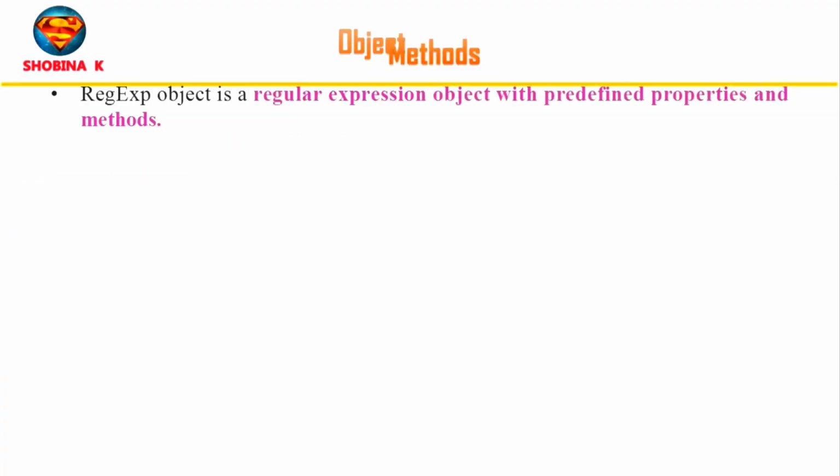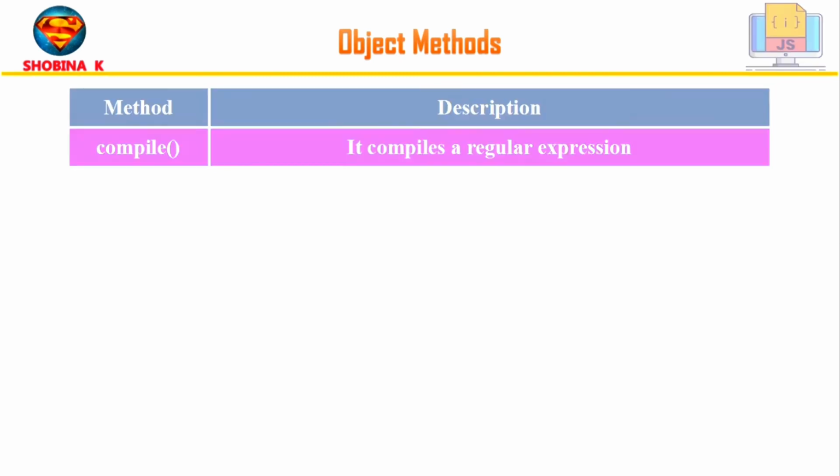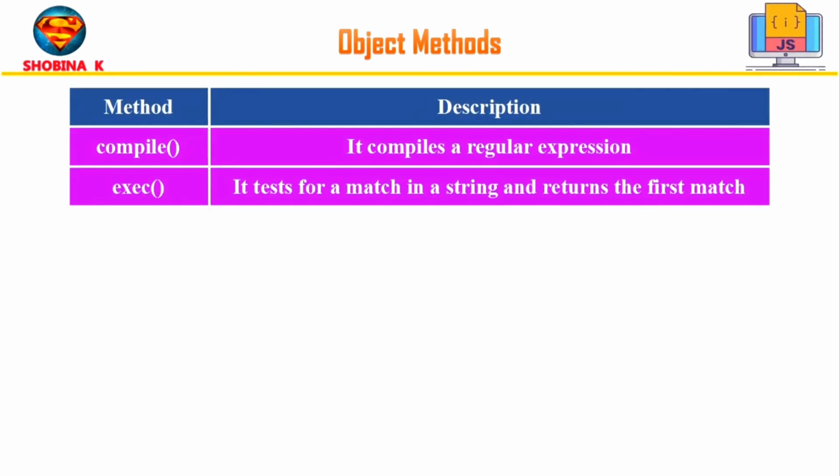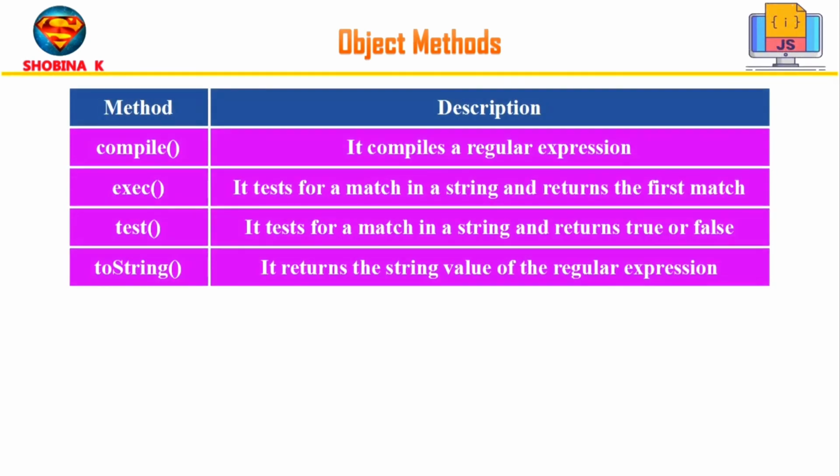Now moving on to the final section, we have object methods. The first we have is the compile method. This method is used to compile a regular expression during execution of the script. And next we have the exec method. This method will test for a match in a string and returns the first match. And next we have the test method. This method will test for a match in a string and returns a value, either true or false. And finally we have the toString method. This method will return the string value of the regular expression.